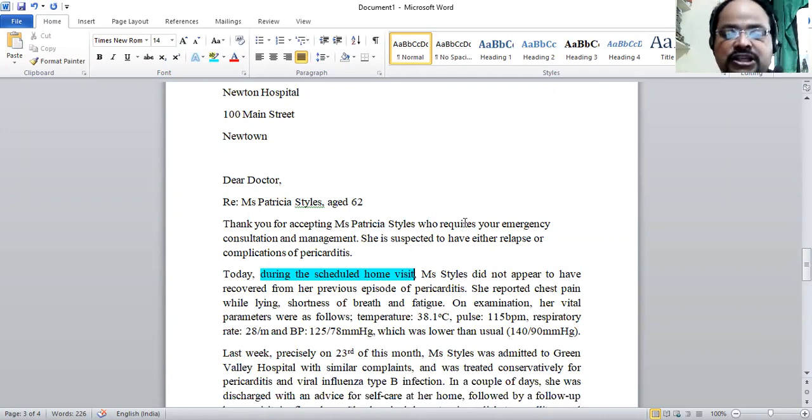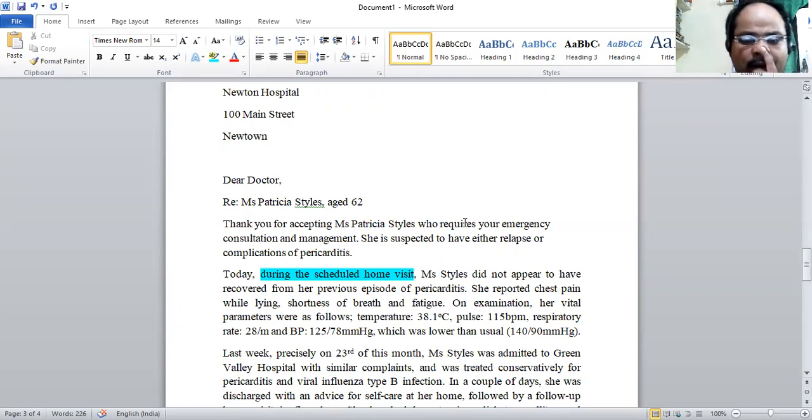She reported chest pain while lying, which is relieved by sitting up. So when lying down it is worse; you have chest pain when lying down, and when sitting up it gets relieved. She also reported shortness of breath and fatigue. So these are the presenting complaints, the complaints at present.